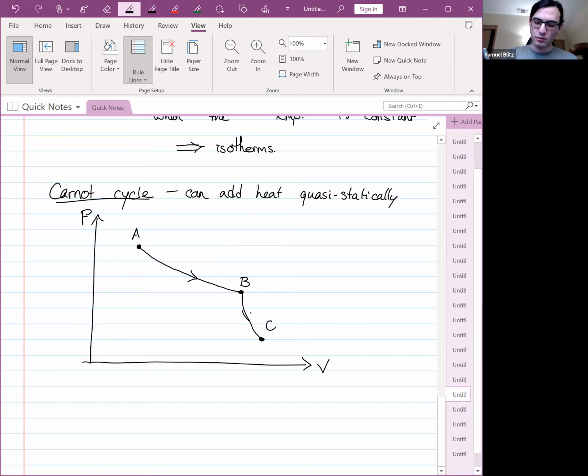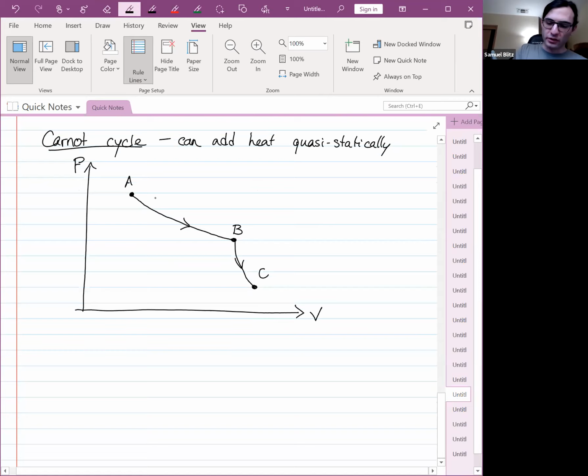To C. So I'm going to say that this is an isotherm. This is an adiabat. Then we have another isotherm to D. And then we have an adiabat back up to A. Now this relies on the fact that adiabatic processes are always steeper in the PV diagram than isothermal processes. If that weren't the case, then you'd be kind of out of luck because you wouldn't be able to close up your loop.